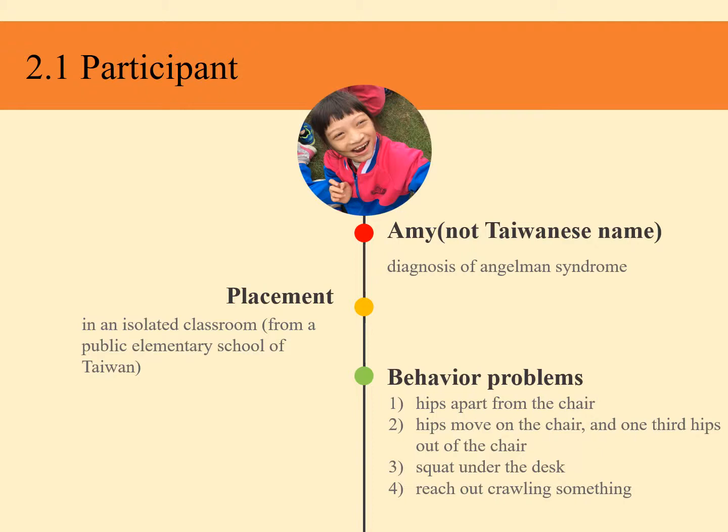First, hips apart from the chair. Second, hips move on the chair and 1/3 of hips out of the chair. Third, squat under the desk. Fourth, reach out crying something. So, we found out her behavior functions are attention and escape demand.